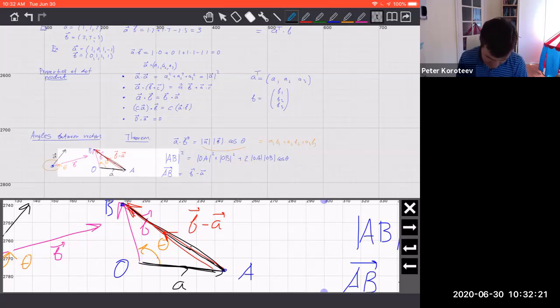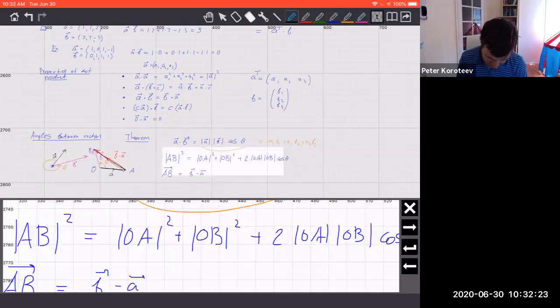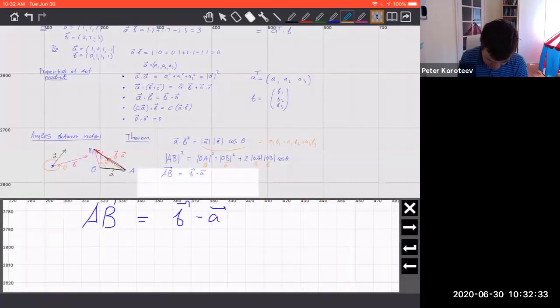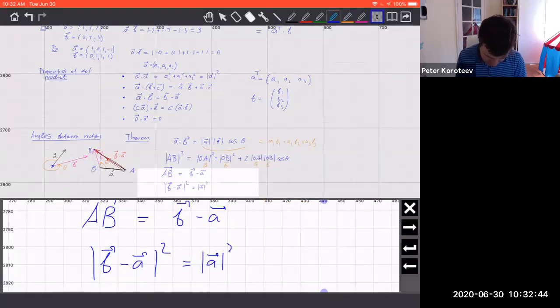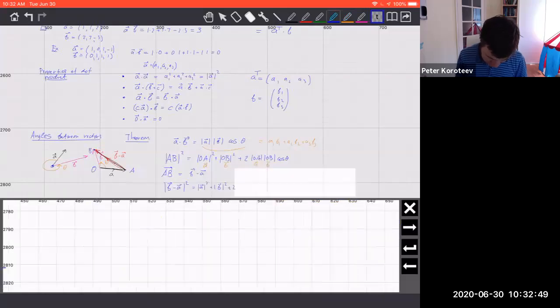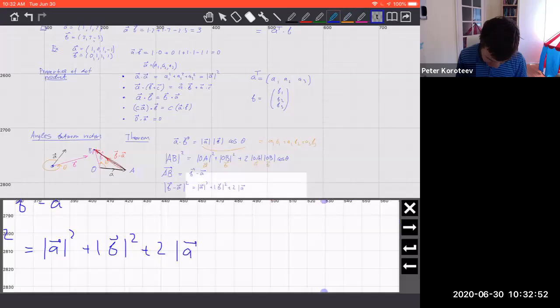All right, so OA is vector A, OB is vector B, and AB is B minus A. So you can rewrite it as the absolute value of B minus A squared is equal to the absolute value of A squared plus B squared plus 2 times the absolute value of A times the absolute value of B times cosine theta.